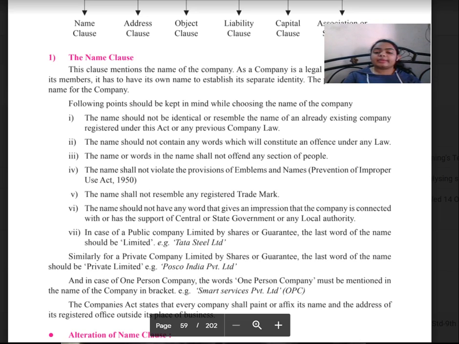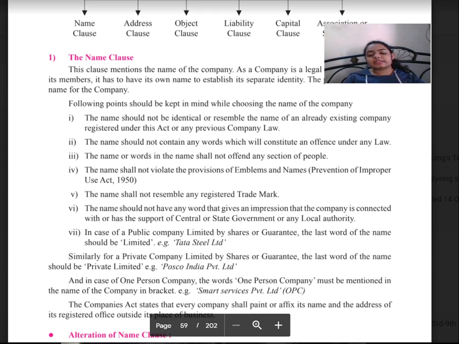In case of a public limited company limited by shares or guarantee, the last word of the name should be Limited. Example, Tata Steel Limited. Similarly, for a private company limited by shares or guarantee, the last words of the name should be Private Limited. Example, POSCO India Private Limited. And in the case of a one person company, OPC must be mentioned in the name of the company in brackets. Example, Smart Services Private Limited, OPC.